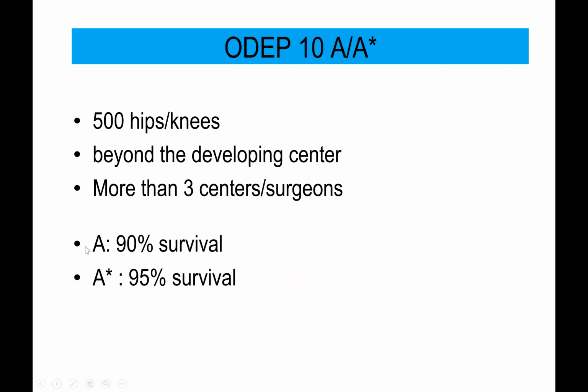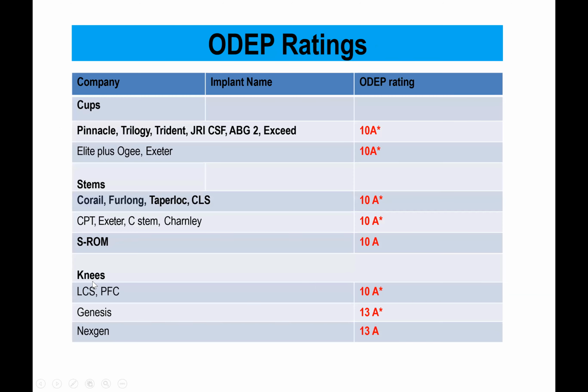And if you have an alphabet A, that means the failure rate is less than 10%. And if you have A star, the failure rate is less than 5%. So, for example, these are the common implants used in the hip. Now, for example, you're taking an uncemented stem, you have a Corail, you have a Pinnacle. Both have a 10A star according to ODEP rating.